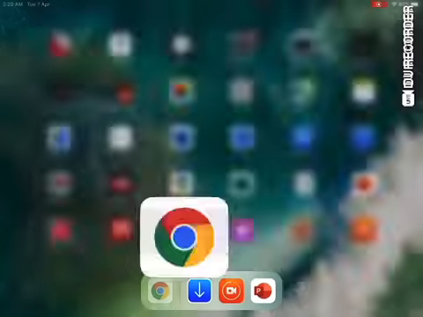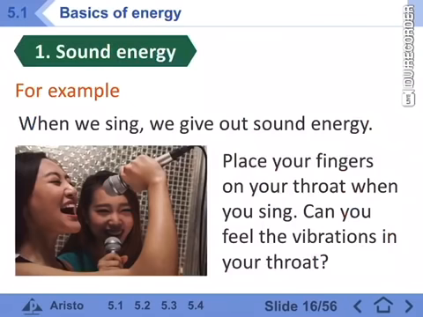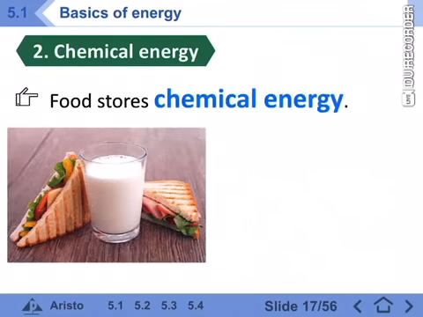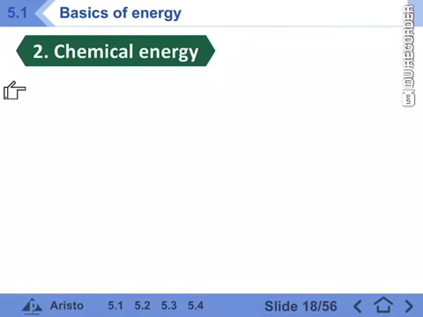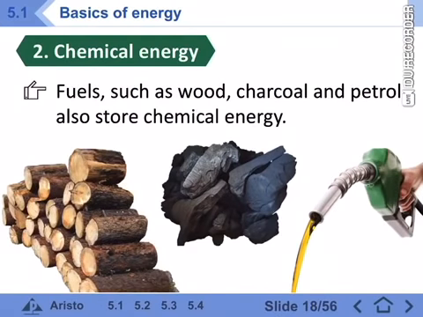And in the second one, after the sound energy, we have the chemical energy. In terms of chemical energy, it's usually the things we eat, the sandwich, the meal, which generate a lot of chemical energy that can be stored in our body. Also here you see wood, charcoal, and petroleum. All these are fossil fuels, but they can also be considered chemical energy.